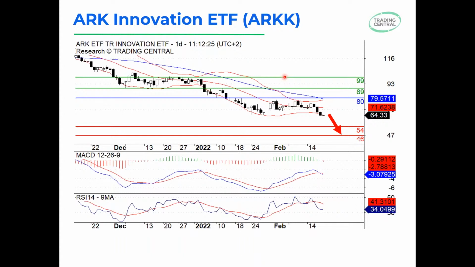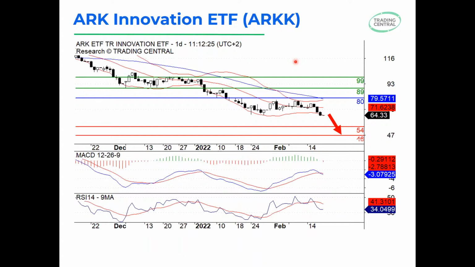Okay, now the last tech stock or ETF I want you to look at is this one, the Ark Innovation ETF. It is the flagship, the biggest ETF of a well-known tech investor called Ark Invest. Ark Invest, a big fund company, was founded by Cathie Wood, the very famous Cathie Wood.